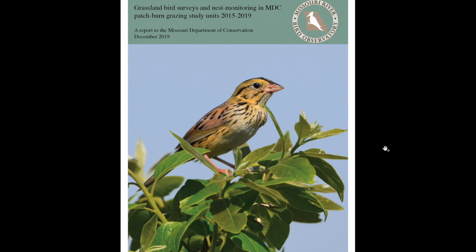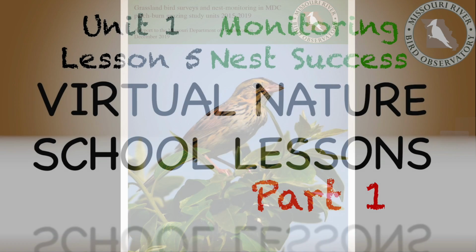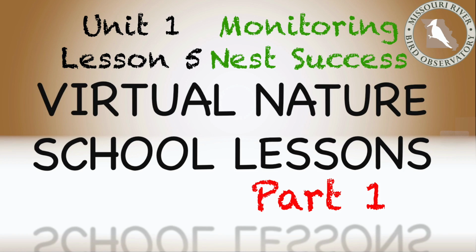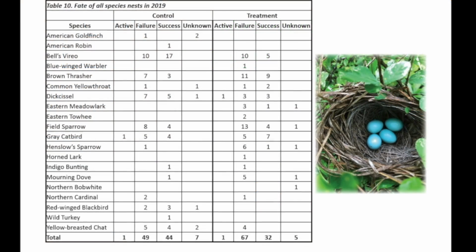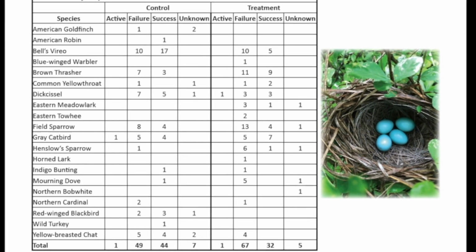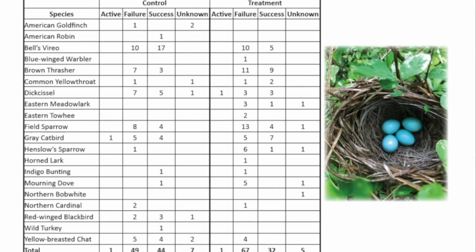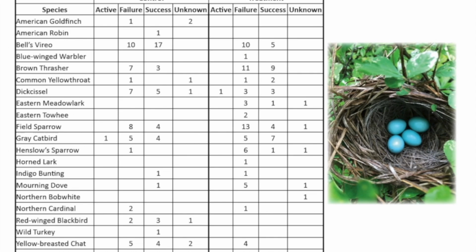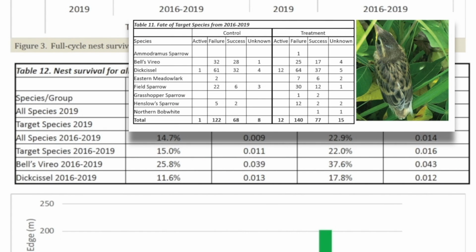Understanding what factors affect species' reproductive success is imperative to being able to conserve species successfully. In the first video, you learned about the Missouri River Bird Observatory's nest monitoring project, including why we are studying grassland birds and how we monitor these nests. In this activity, you will get to examine the real-life results of this monitoring project and what this data tells us about our grassland birds.